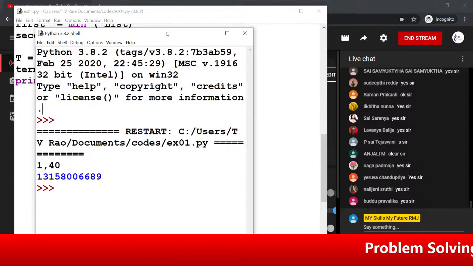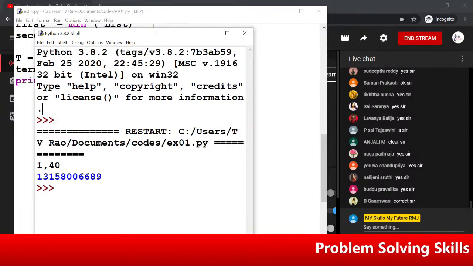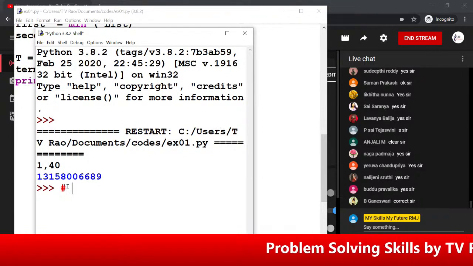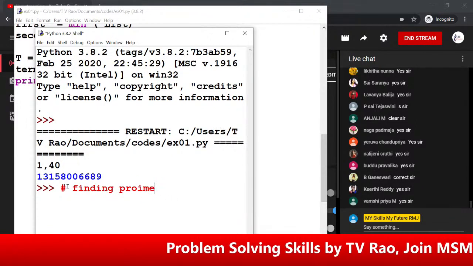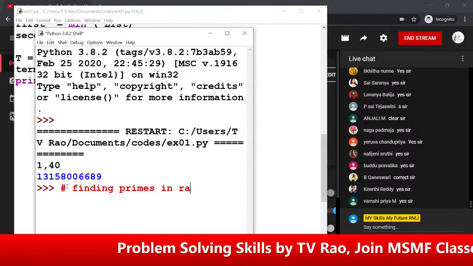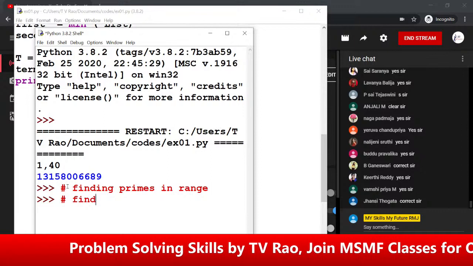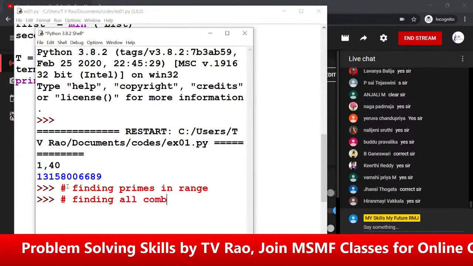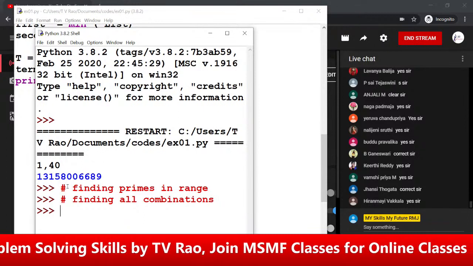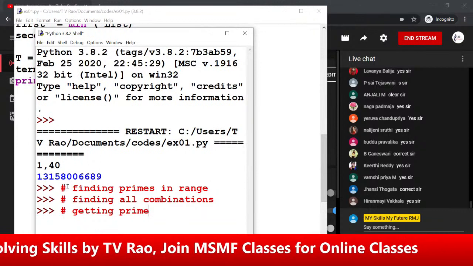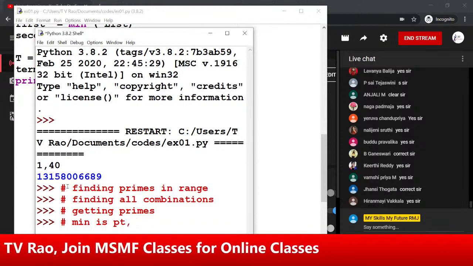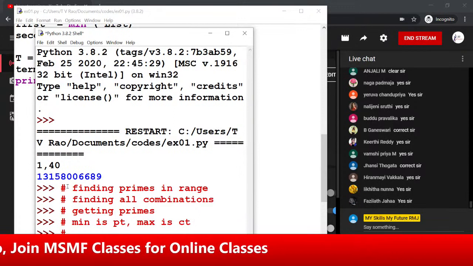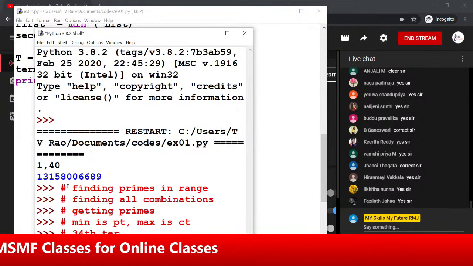So let me know, please, did you understand it? What are the steps? Finding primes in range. Next, finding all combinations. Next, getting primes from combination. Next, minimum is previous term, maximum is current term, and then get the 34th term of the Fibonacci series.